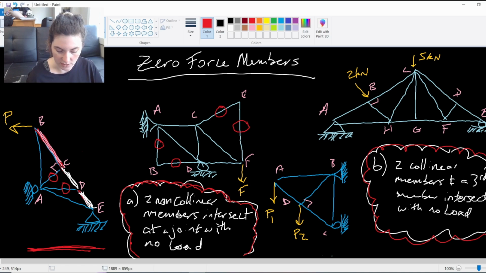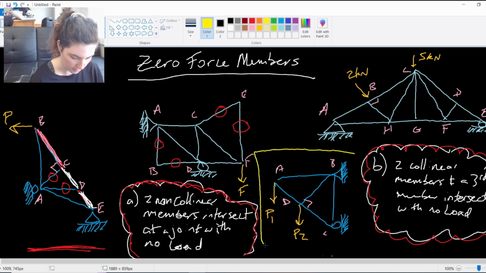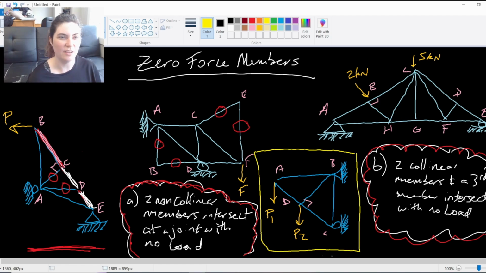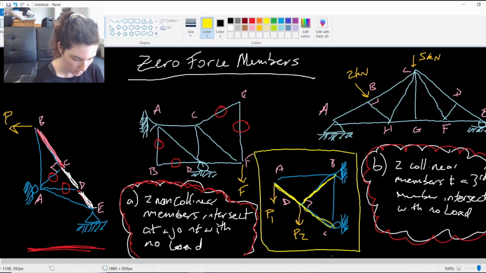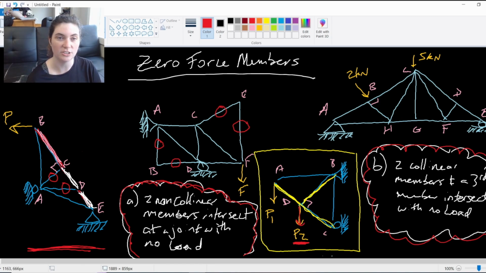So let's look at a couple of these other ones, right? If I look at this truss here, do I have any zero force members? Now, you might be tempted to say that BD is a zero force member because it intersects DC and AD. But there is a load here. P2 is loaded on point D here. And because it is loaded, there are actually no zero force members in this truss.